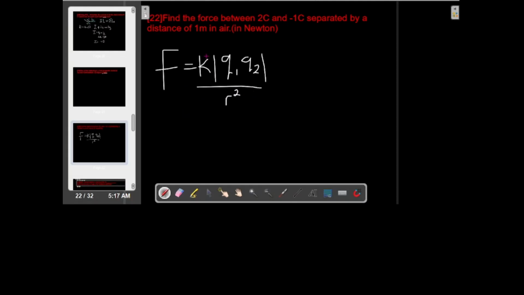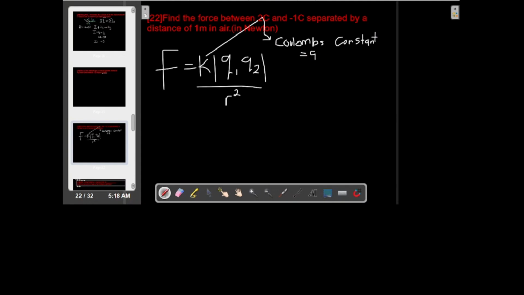Now, what is K? K is called the Coulomb's constant. And it has a value. The value of K is 9 times 10 to the power of 9.